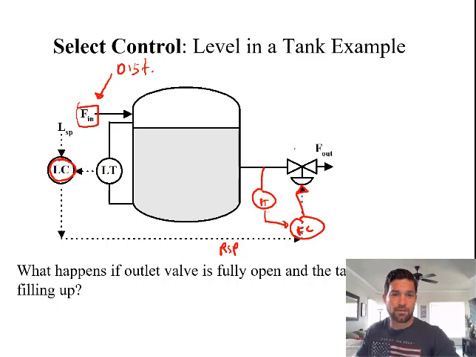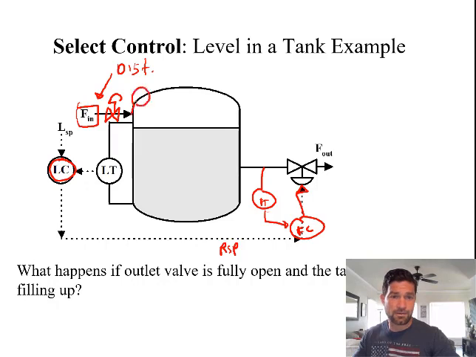So now we want to have a select controller that says if this valve is fully open, we want to control for something else. There's really only one other thing we can control for in this. And like we said in the previous example, we put a manipulated variable on the main disturbance. So what I'm going to do here is I'll put a control valve on the flow coming in.